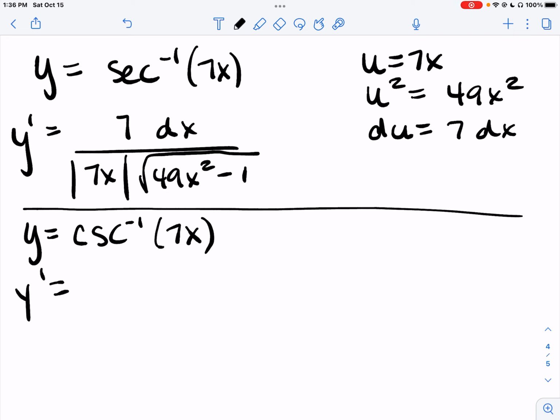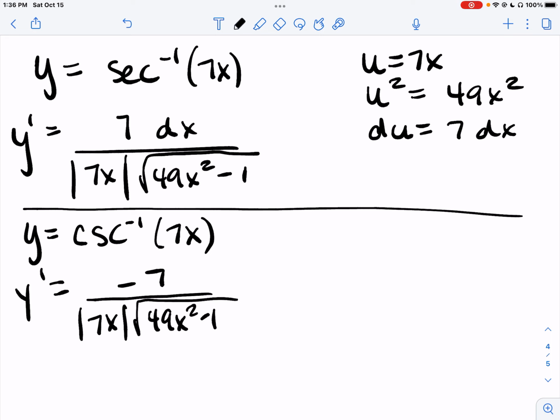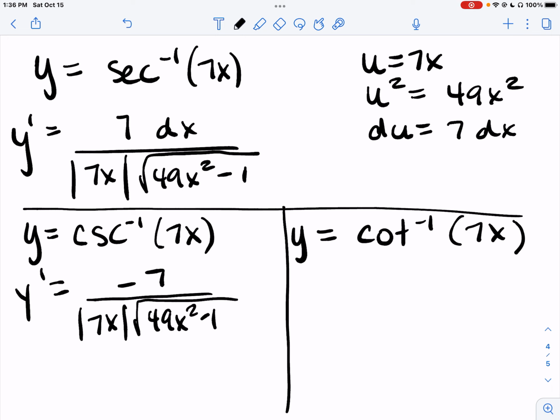The cosecant is the opposite of the secant in terms of the derivative here. And for the inverse cotangent, it's negative du over 1 plus u squared.